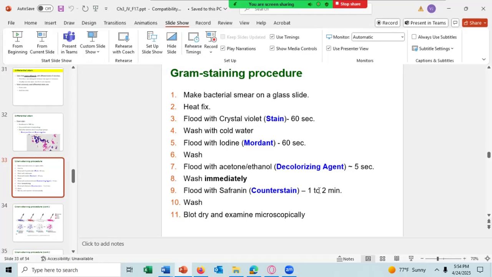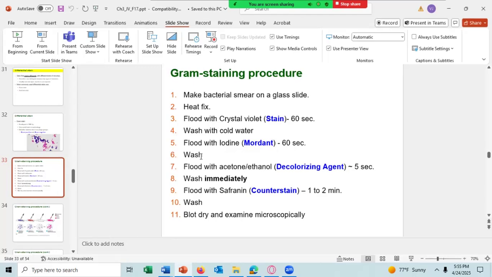How you make the Gram stain is first you make a bacterial smear on a glass slide. You air dry it and heat fix it. That's to attach the bacteria to the glass of the slide, because otherwise the bacteria will wash off during the staining procedure. You then flood the slide with crystal violet. That's the primary stain, for 60 seconds. You then wash that off with cold water. You then flood the slide with Gram's iodine, that's the mordant, for 60 seconds. You then wash that off with cold water.